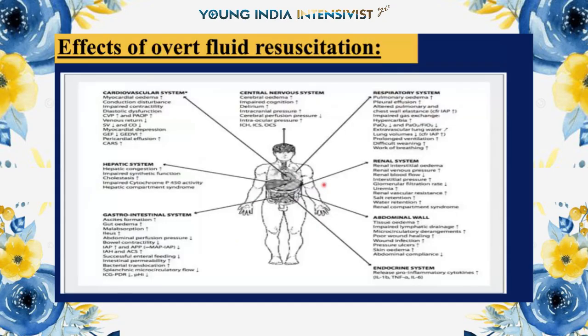What happens when there is extravascular lung water? Excess fluid is disadvantageous not only for the respiratory system, it affects virtually every system of the body, be it the central nervous system, cardiovascular system, liver, gastrointestinal system, kidneys, abdominal wall, endocrine system, and so on. So basically, overt fluid resuscitation is harmful.